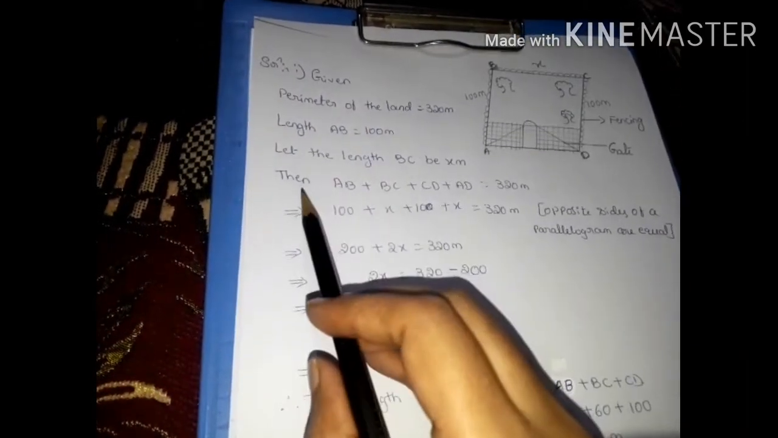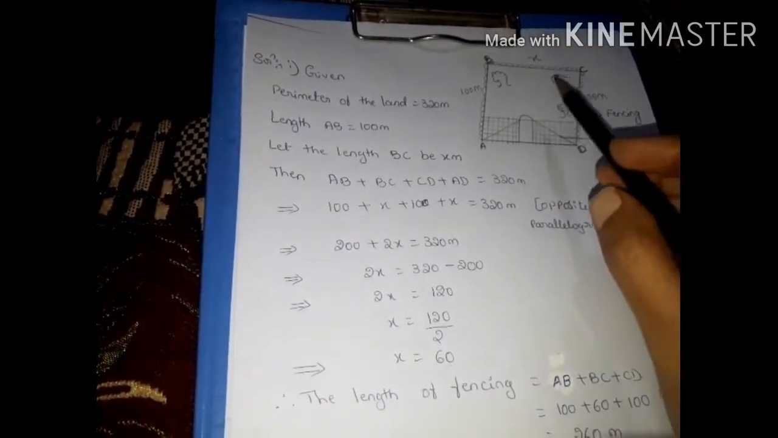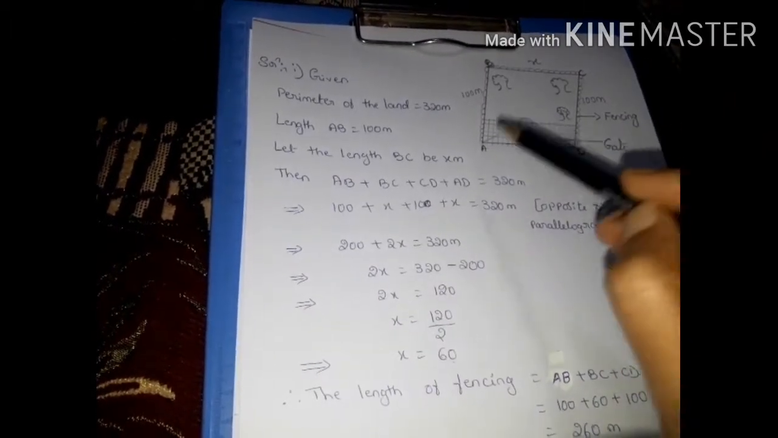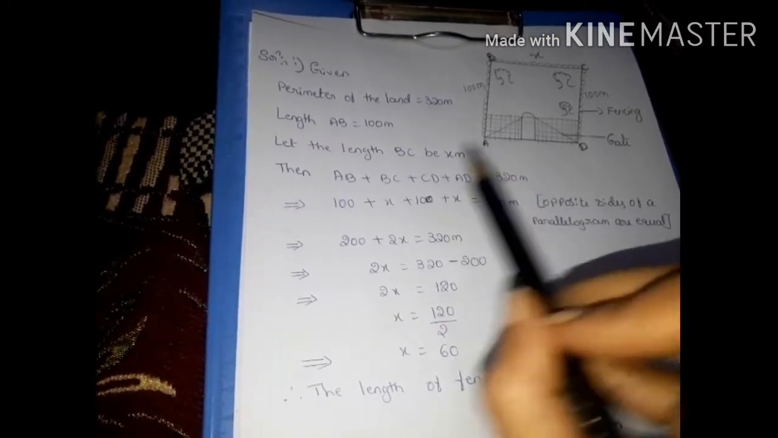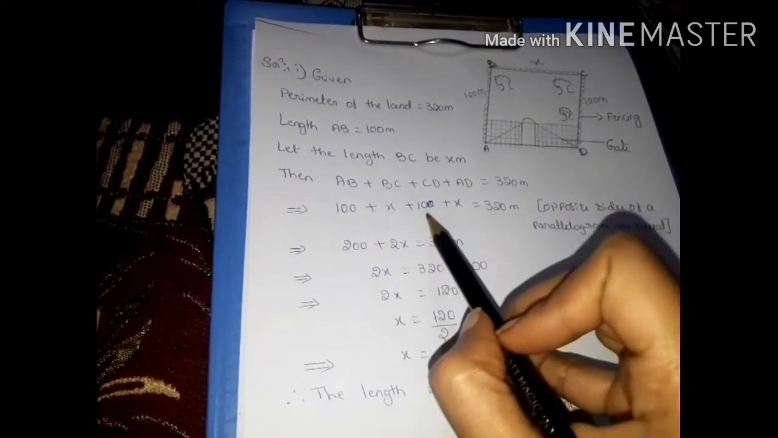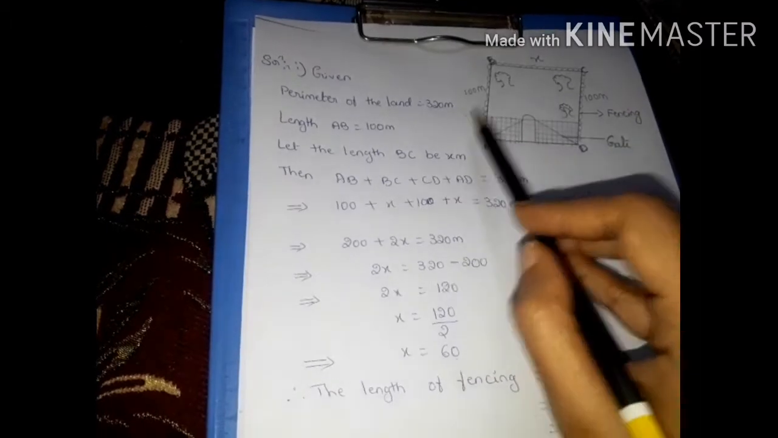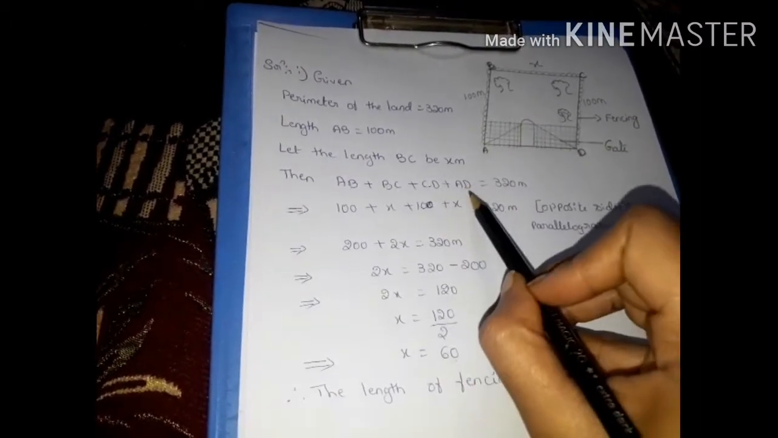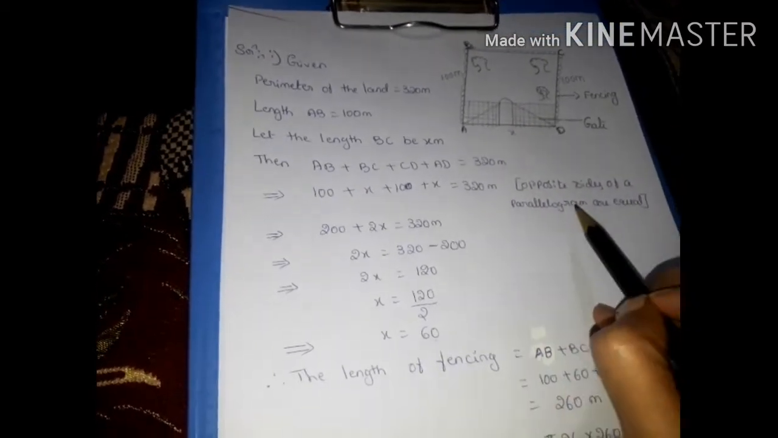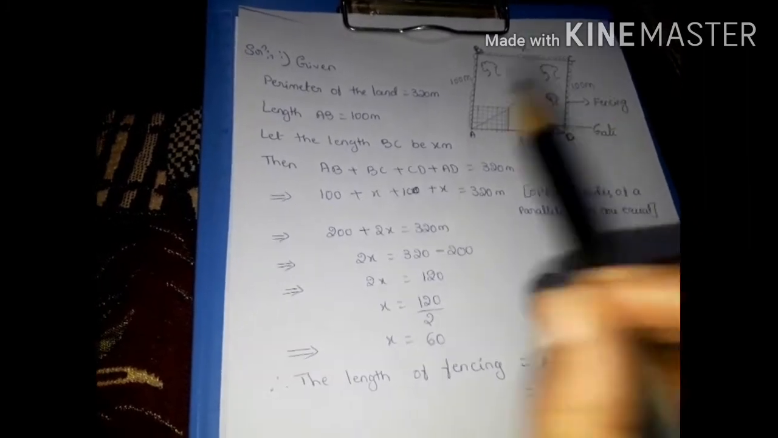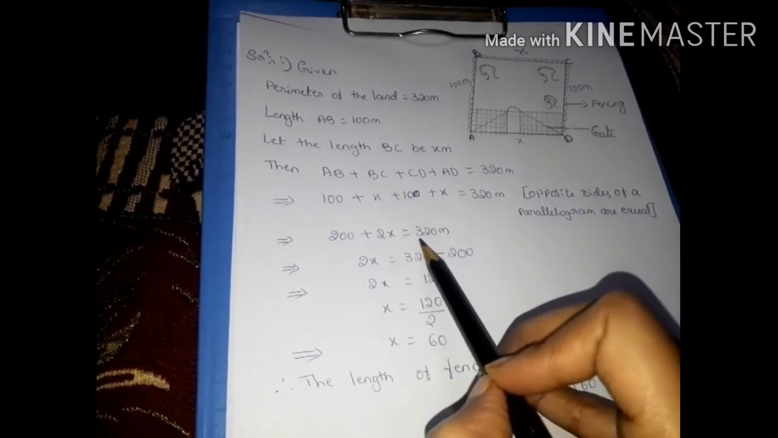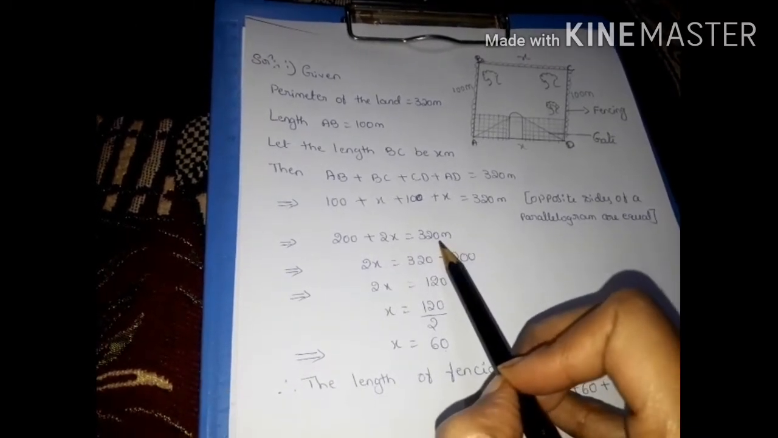So now then we can write sum of all these sides, which is equal to perimeter of the land. AB plus BC plus CD plus AD equal to 320 meter. AB already given 100, write down. BC we considered as x plus CD is also 100 because opposite sides are equal, plus AD also x. This is also x because opposite sides are equal in a parallelogram. Reason also you have to write in the bracket. 100 plus 100, 200, x plus x 2x, which is equal to 320 meter perimeter of the land.